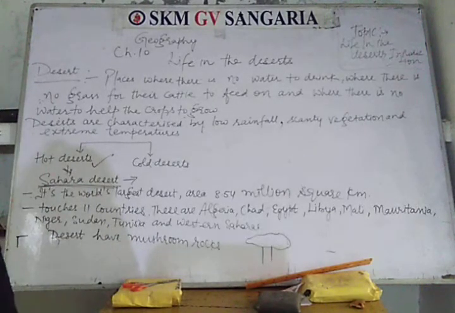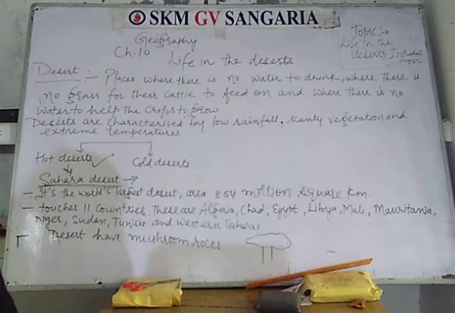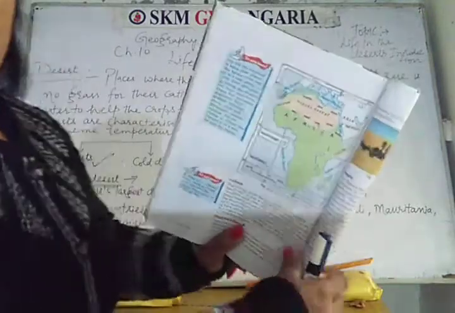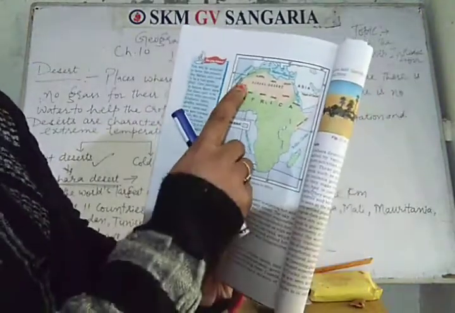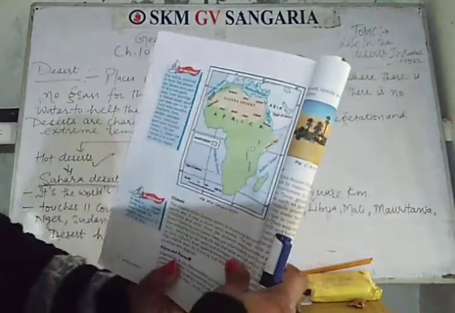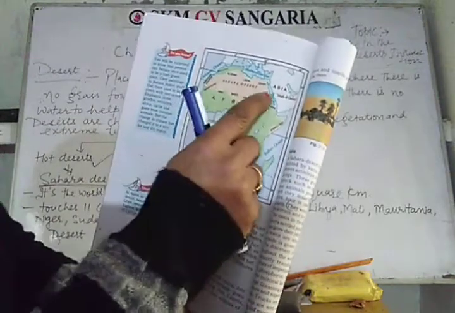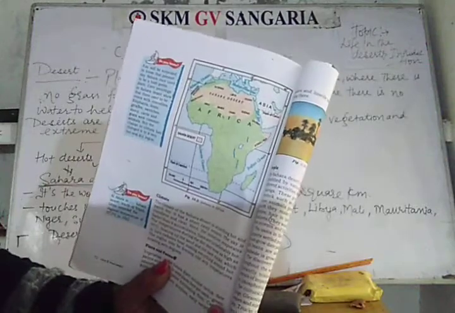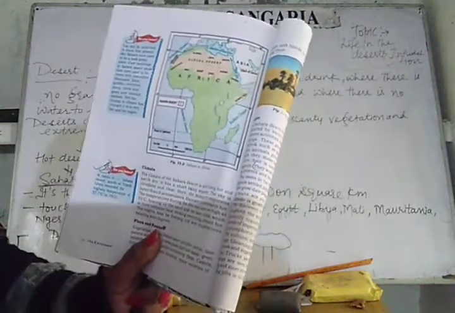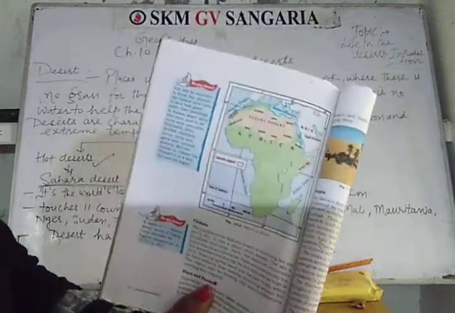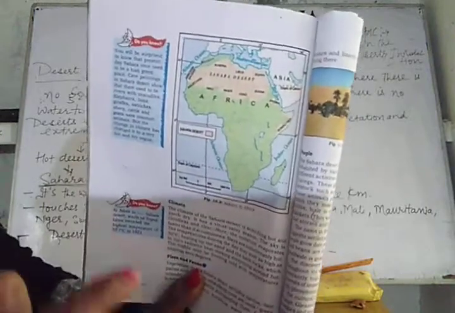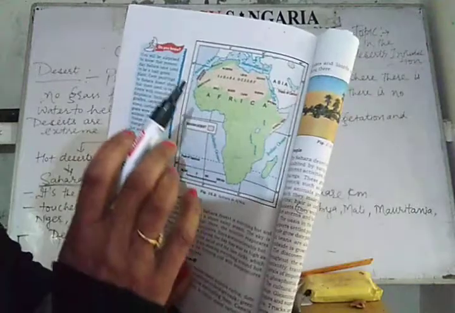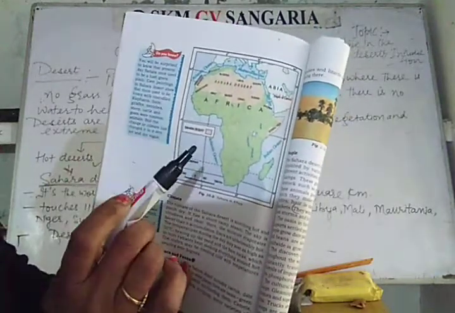Sahara Desert, you know where it is? It is in Africa. So this brown part, this is Sahara Desert. It is our world's largest desert area. Its area is about 8.54 million square kilometer, and it touches 11 countries. Which countries does it touch?